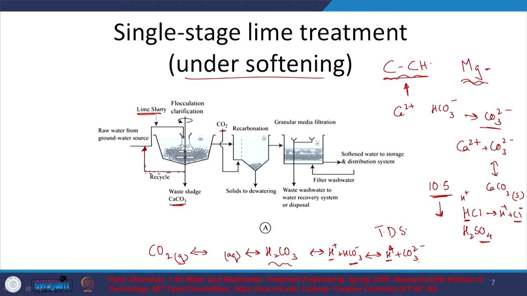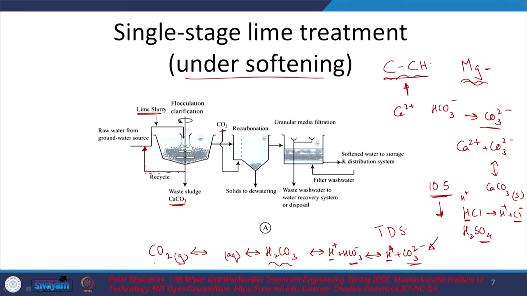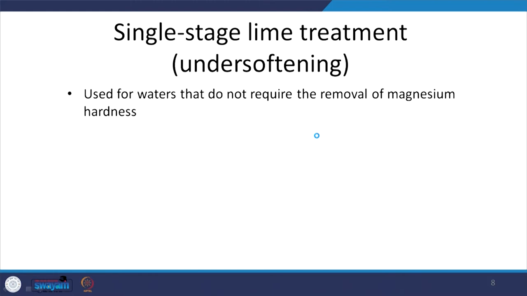So HCO3- and CO3 2-, you know that they will add to the relevant alkalinity of your solution. And also they are good buffers, right? So that's one aspect why we will choose carbon dioxide to bring down the pH. So that's why we have recarbonation, right? And then depending upon the relevant suspended solid concentration left after this, you are going to have media filtration. So this is what we have under softening.